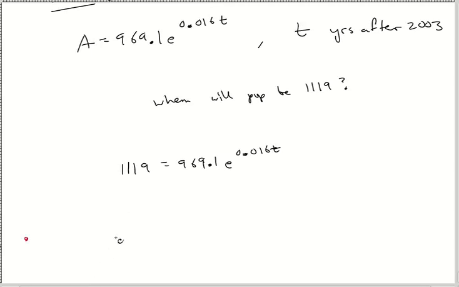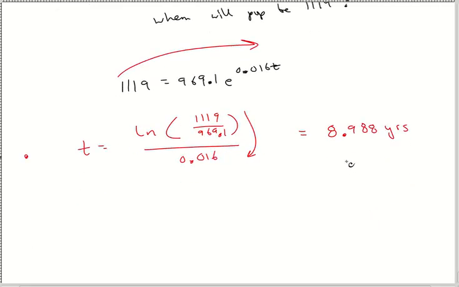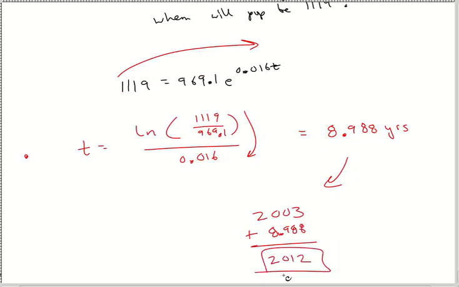If you remember, there was a trick that I used. I called it the progression. And so it's ln of the 1119 over the 969.1, all divided by the 0.016. See the progression? And calculator. And I got 8.988 years. Of course, that's not what they're wanting, because we start with 2003. You add the 8.988 years, and I got 2012 is what we want. So there you go. Round to the nearest year.